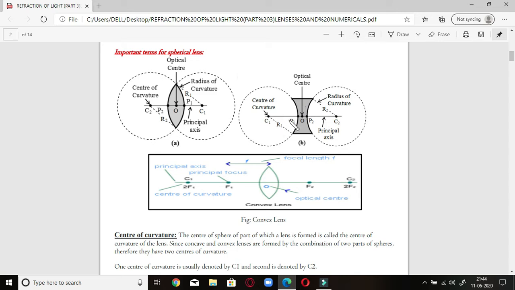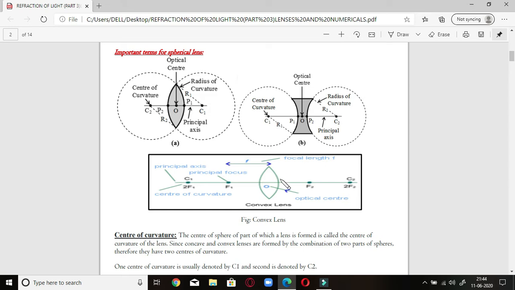Right, so this principal axis contains the center of curvature, the radius of curvature, which is a line from C1 to O, and the optical center in the middle. So the important points, that is center of curvature, radius of curvature, and optical center, lie on the imaginary line, that is the principal axis. Again, two centers of curvature and two radii of curvature are there. But of course, one thing to be known is that R1 is always equal to R2. In a particular lens, R1 is always equal to R2.